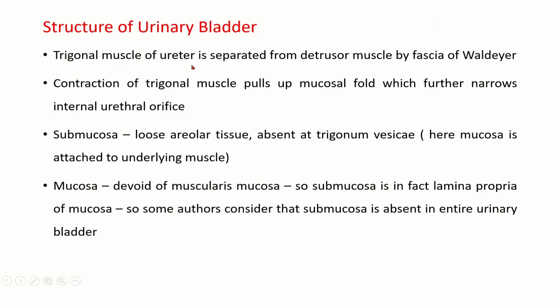The trigonal muscle of the ureter is separated from the detrusor muscle by the fascia of Waldeyer. It is present in the internal trigone. I will speak about it in further slides. The contraction of the trigonal muscle pulls up a mucosal fold, which further narrows the internal urethral orifice.